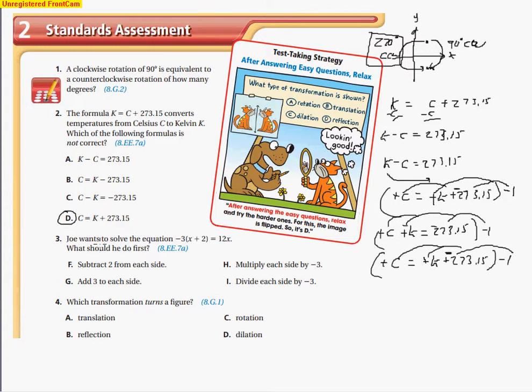So Joe wants to solve the equation. What should he do first? Distribute. Distribute that negative 3 over the x and the 2. Let's look for that one. Multiply each side by, no, don't want to multiply each side by negative 3. Oh, another way we could end up doing it.